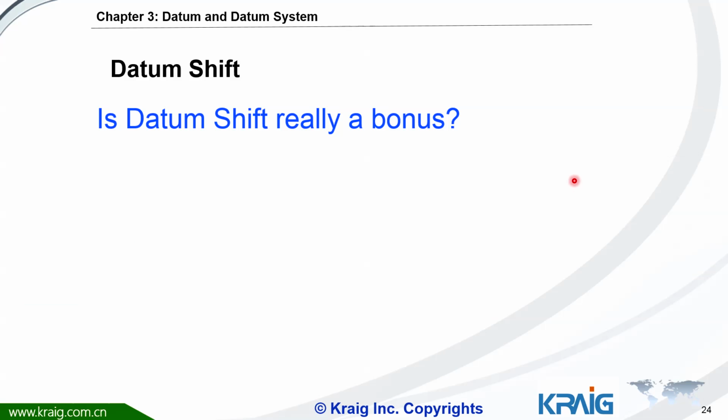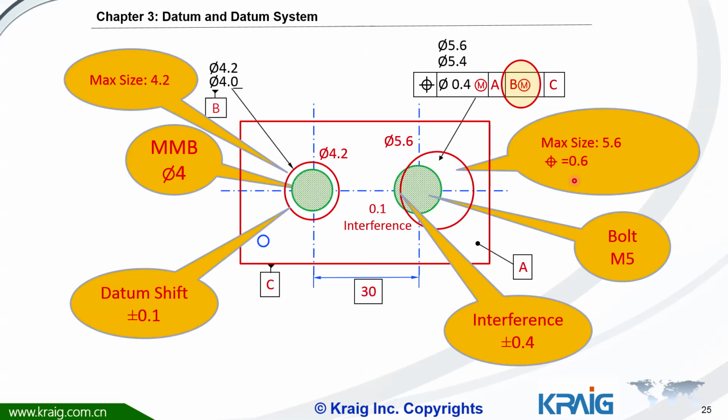Next, we're going to see another example. In another example, the datum shift even cannot be regarded as a bonus at all. We have learned that if datum B becomes bigger, we can move the component and give help to the tolerance feature. If there's an interference here, we just move the component to the left, then the interference will disappear, right? The function will be okay.